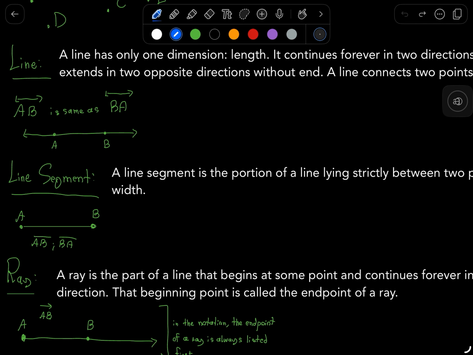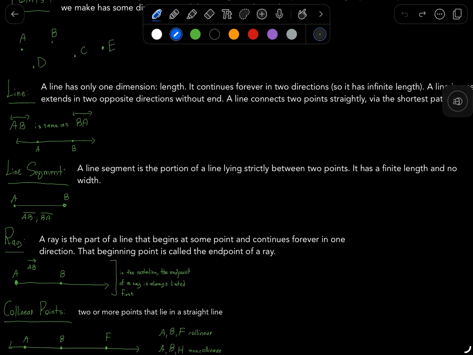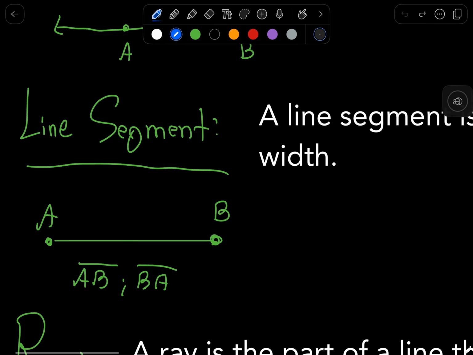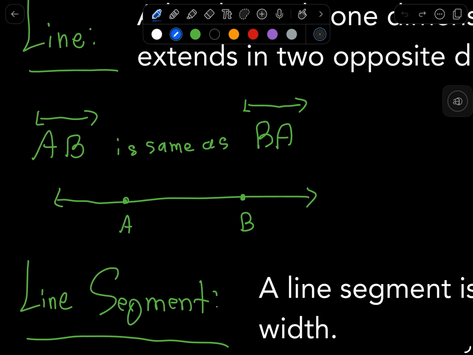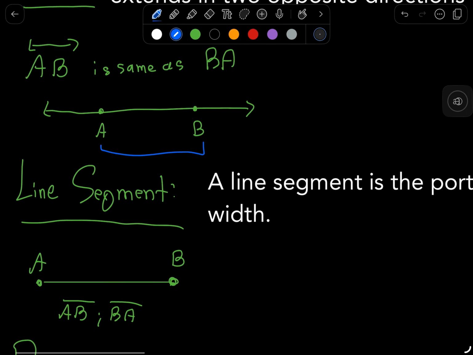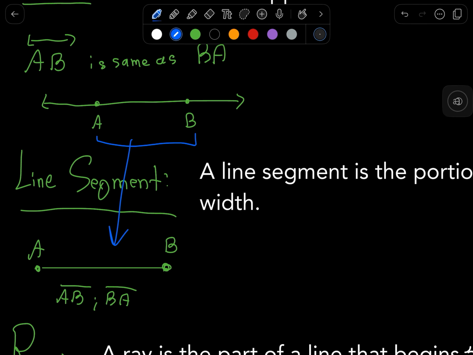Next is line segment. A line segment is different from a line because it's actually a subset, a portion of a line that's lying strictly between the 2 points. So if you took, for example, the line that we learned about earlier, and looked at this specific section between the 2 points, that is a line segment. That is exactly what we have here.